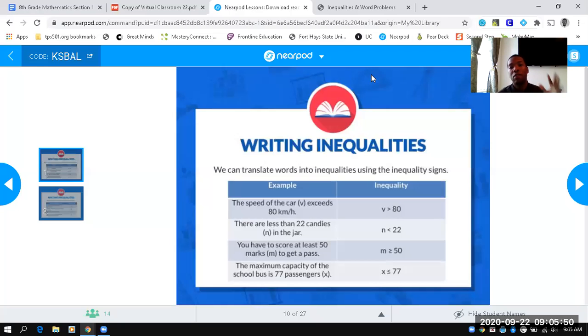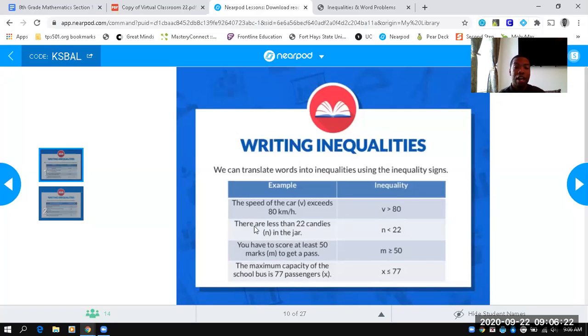So for this part of the recording, we're going to be turning word equations into actual equations. So we're taking the word and we're putting it in. I wanted to show us this example for a little bit. It says we can translate words into inequalities using the equality signs. The first example said the speed of the car, V, and they refer to it as V. You could refer to it as anything. Exceeds means it's more than 80 kilometers per hour. So I'd say V is greater than 80.